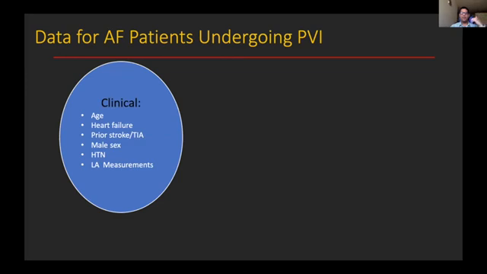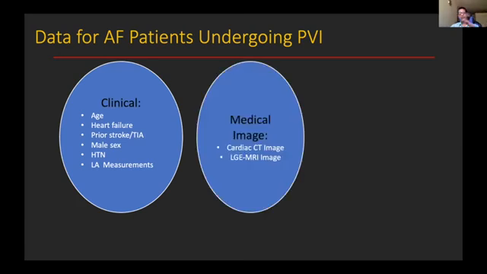We have the base demographic of the patient: age, sex, race, and all that information. We also have the clinical information about the patients, if they had heart failure or a stroke or hypertension. And we also have some clinical measurements of the left atrium, which are done prior to the procedure. Apart from the clinical data, we have the medical imaging data, which is kind of a part of the clinical data because this is required to guide the actual PVI procedure.